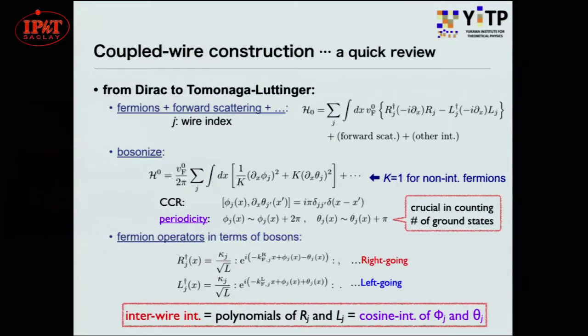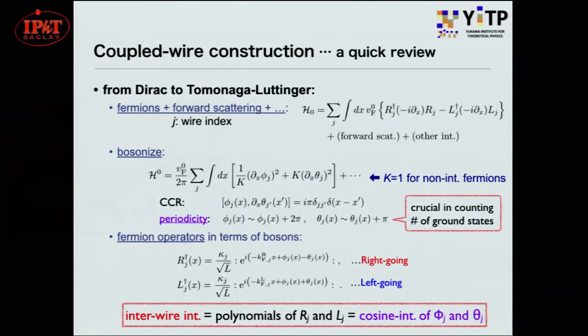Okay, so this is my starting point. So we get a chiral Dirac fermion, which are left moving and right moving, plus some forward scattering, which is typically a density-density interaction, plus other interactions, which are not written in the form of the density-density interaction. So next we bosonize this Dirac fermion to get this Tomonaga-Luttinger liquid form of effective action. And we have two bosonic degrees of freedom, phi and theta, that describe the low energy dynamics of the original fermion systems.